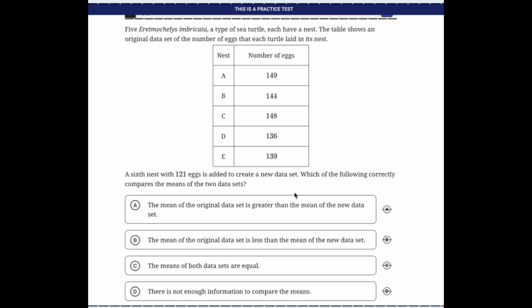119.3. So we can see that having that new number has lowered it, which actually makes sense because you can see 121 is quite significantly lower than all the numbers up here. So again, you can kind of reason this out or solve it using a calculator. So that means that the new data set's mean is going to be lower than the original data set. Any problems, that one makes sense.